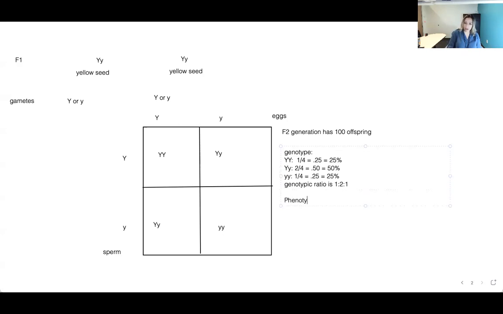So now let's look at phenotype. We have yellow in our squares and green. Remember, phenotype, physical appearance. Now, if an individual has a capital Y in the genotype, it is going to be yellow because the yellow allele is dominant. It covers up or hides the green allele.